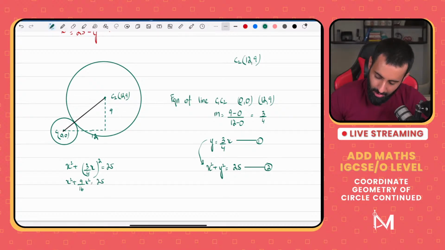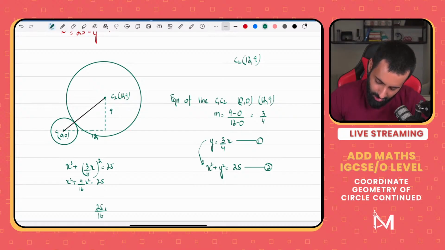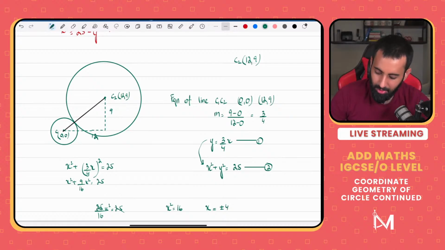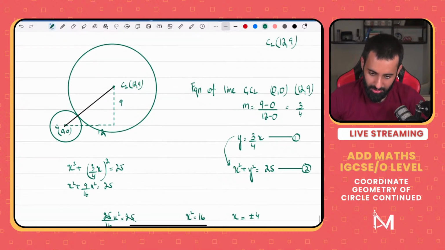When you take the LCM and you solve, I'll skip a few steps because I'm running out of space. So you will have 25 upon 16 x squared, which is equal to 25. You cross out 25, x squared equals 16, which means x equals plus minus 4. But which value are we going to go with? Are we going to go with positive 4 or negative 4?